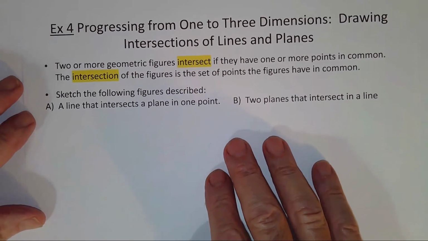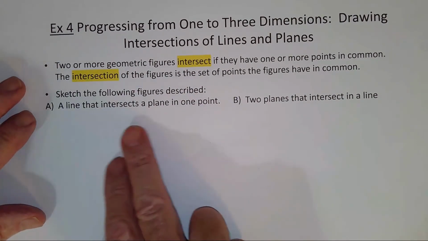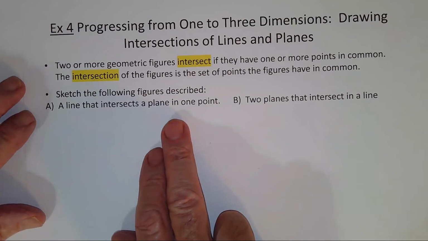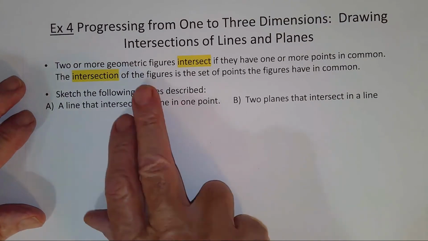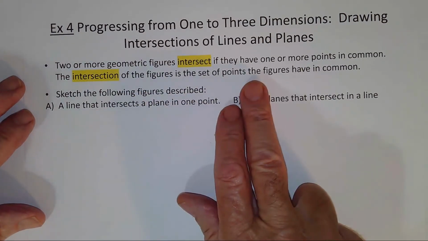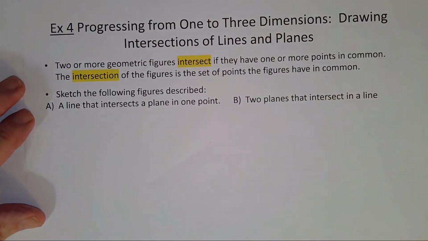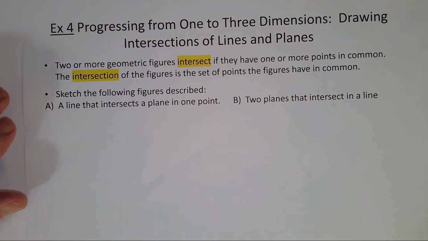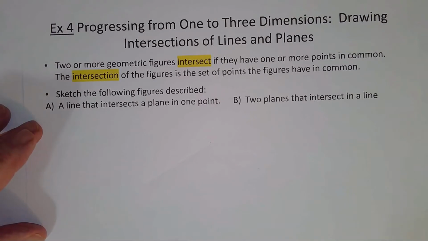We're going to sketch the following figures. And again, two or more figures intersect if they have one or more points in common. So the intersection of the figures is the set of points the figures have in common. They want us to sketch a line that intersects a plane in one point.